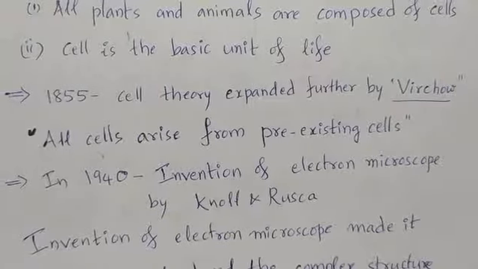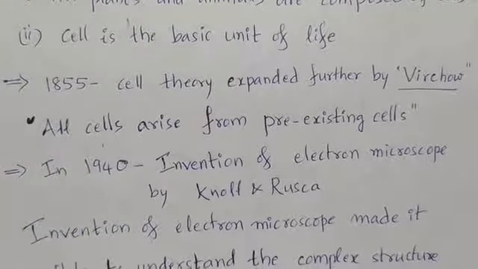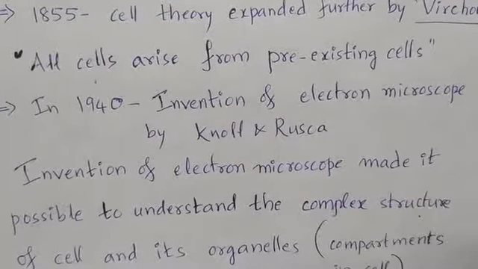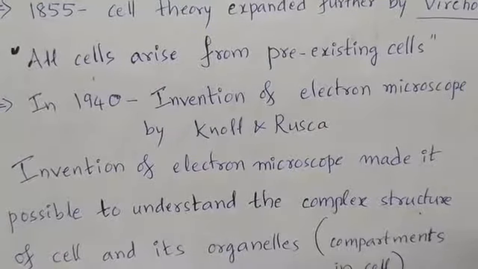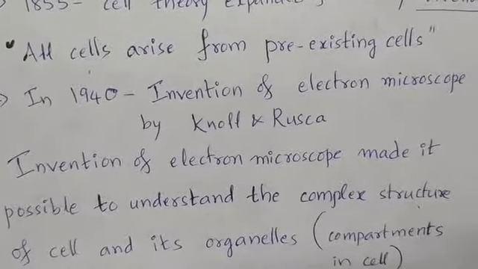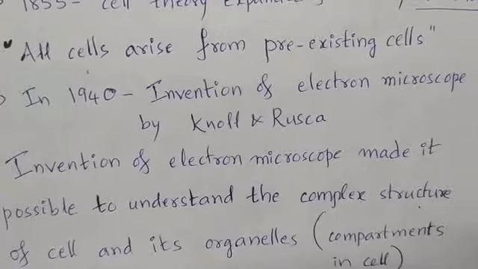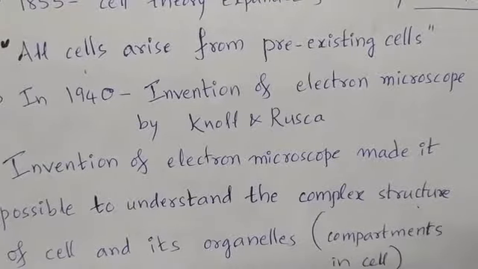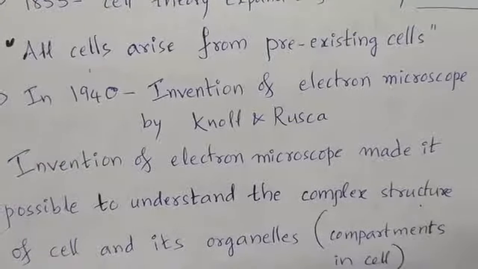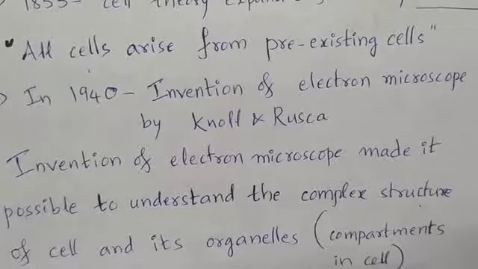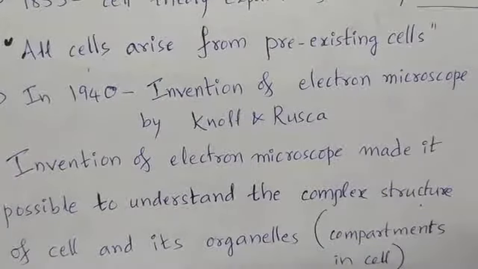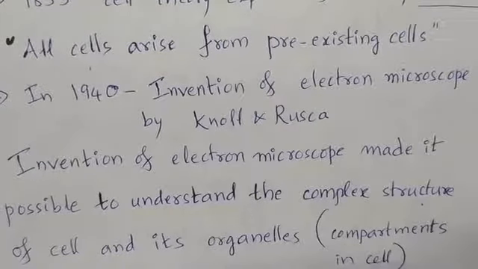And this invention of the electron microscope has made it possible to understand the complex structure of the cell and its organelles, since the magnifying power of the electron microscope is very, very high compared to a normal compound microscope. So ultra-microscopic, nano-size structures can also be easily observed using an electron microscope. Even though the cell is very small in size, which we generally cannot see with our naked eye, it has a complex structure inside of it. But the utilization of the electron microscope has made it possible to understand the complex structure of the cell and its organelles.